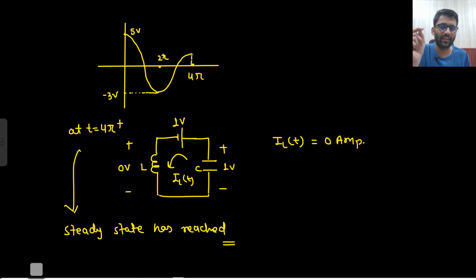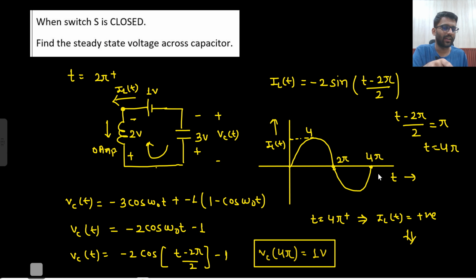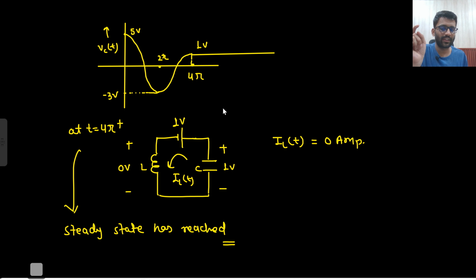So this would be your final capacitor waveform, VC(t). It would be 1 volt, and after that it would always be driving 0 ampere current. So what is the steady state voltage across the capacitor? VC steady state would always be 1 volt. And when did we reach the steady state? At t equals 4 pi.